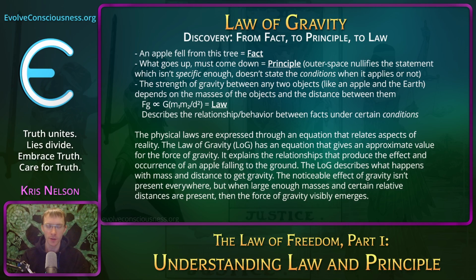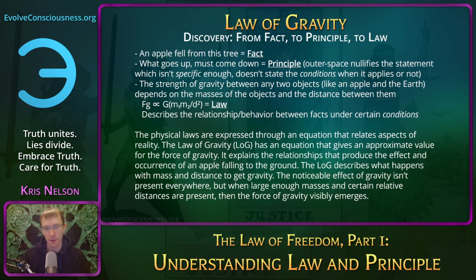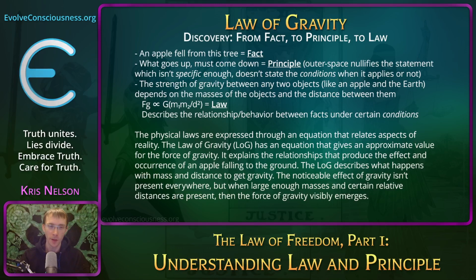So here we're getting more of an understanding of how this all works together and the definitions of how it relates phenomena, so the relationship or relation of things in existence, and under certain conditions where things interact, there is a relationship of an interaction, and those conditions produce another condition. So in this case of gravity, a large enough mass and another mass, well, then you have gravity and there's an attraction. The physical laws are expressed through an equation that relates aspects of reality.